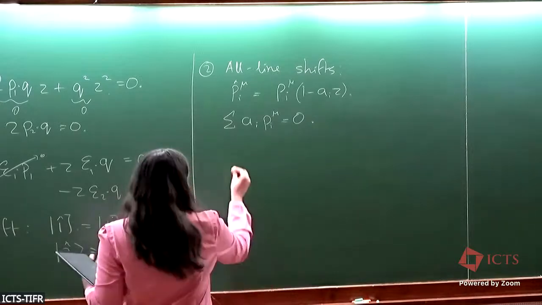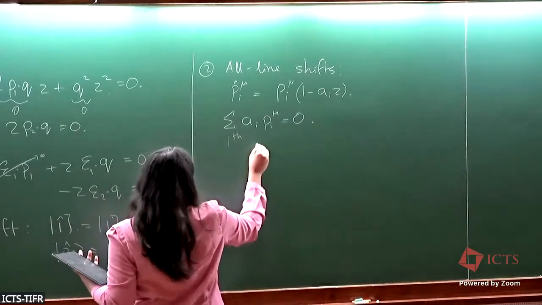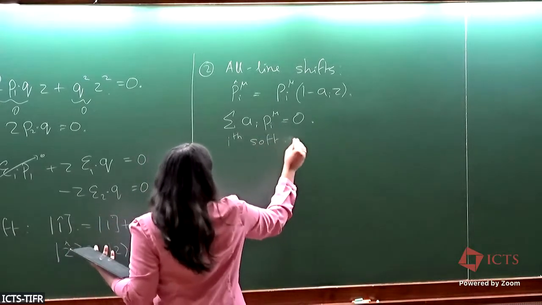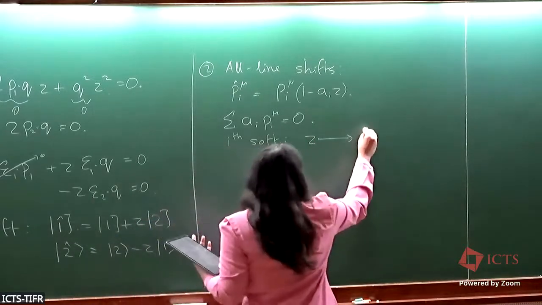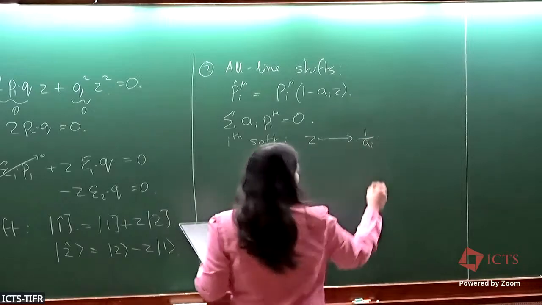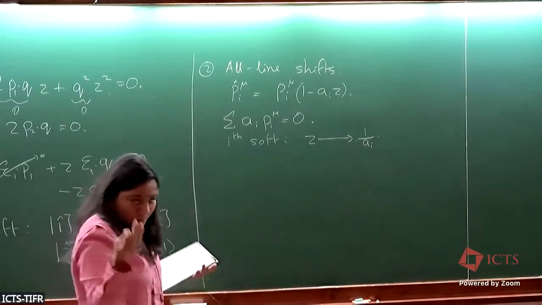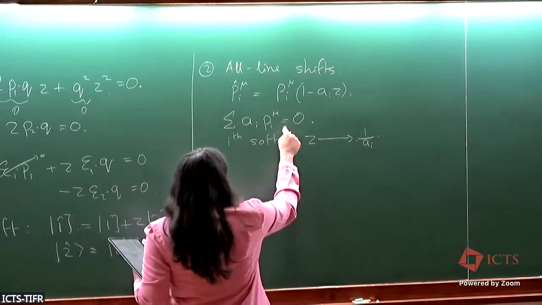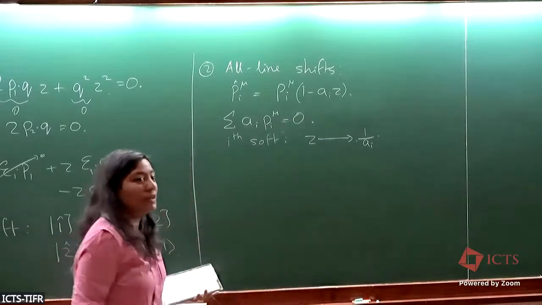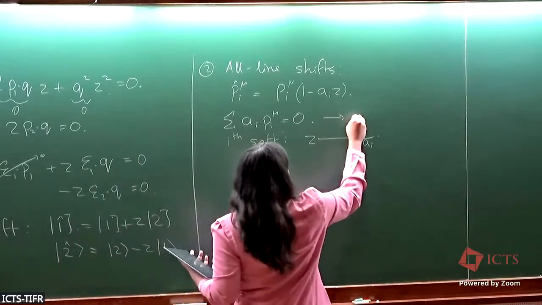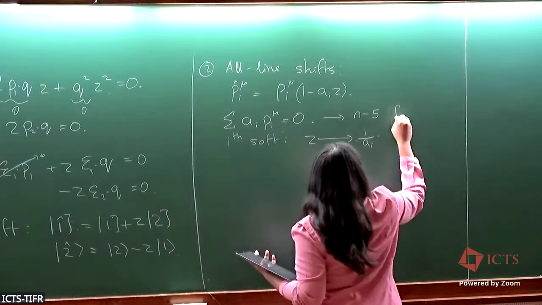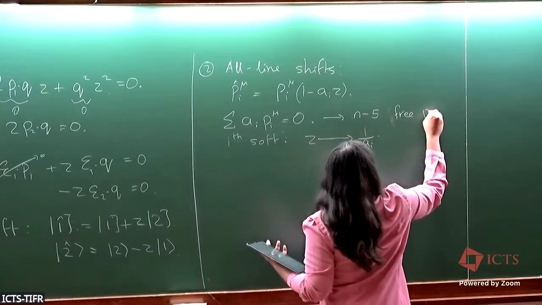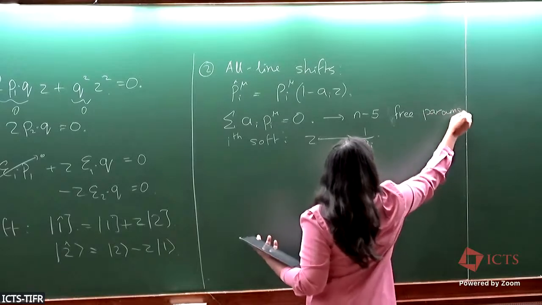lies. So if you want to take your ith particle soft, you know that just corresponds to the region of z space where z equals 1 over a_i. Assuming that a_i already satisfies this set of relations. And you can do a quick counting and see that this is n minus 5 free parameters.